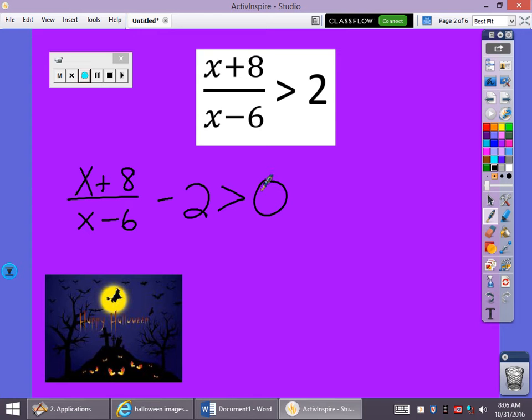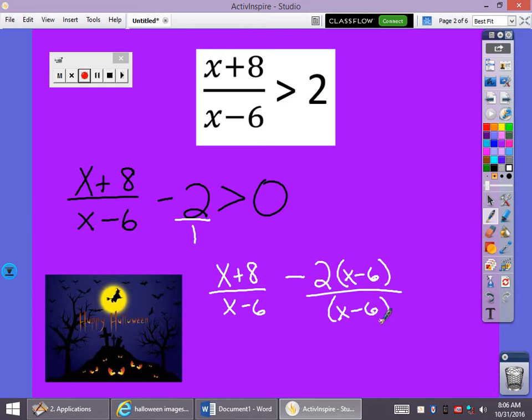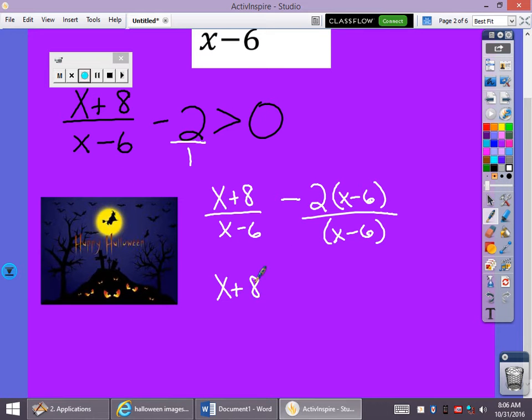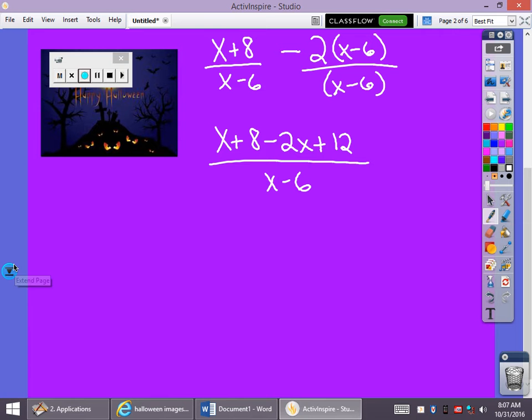But I need a what? Common denominator. So this becomes x plus 8 over x minus 6 minus 2 times x minus 6 over x minus 6. Good? All right. Which gives me x plus 8 minus 2x plus 12 over x minus 6. Because the denominators match, I can combine both of my numerators, correct? Okay. So x minus 2x is negative x plus 20 over x minus 6.